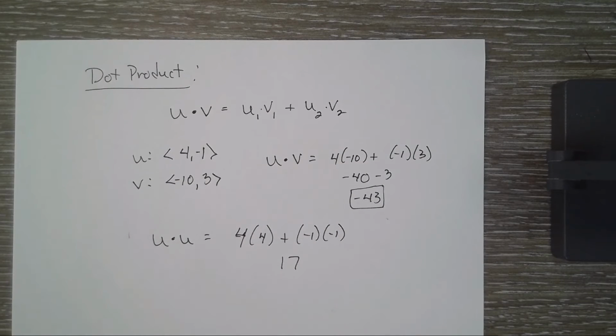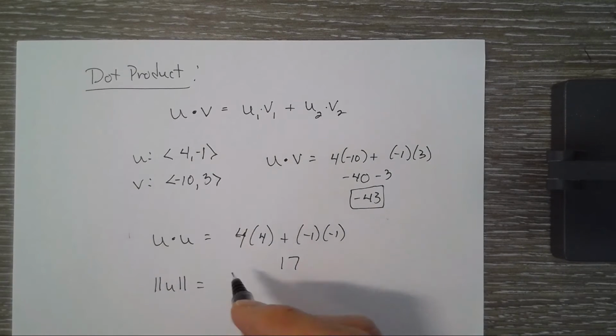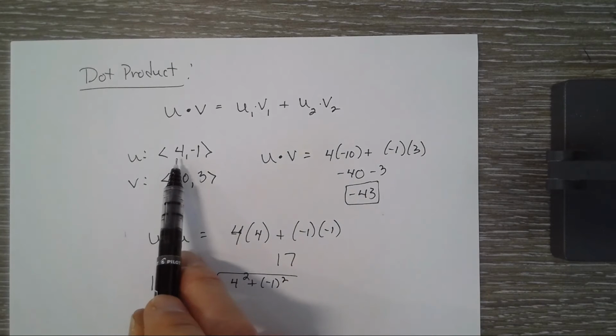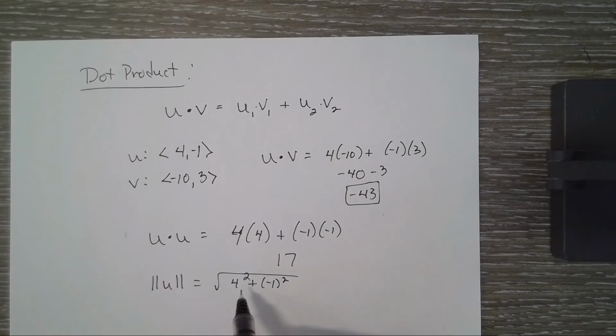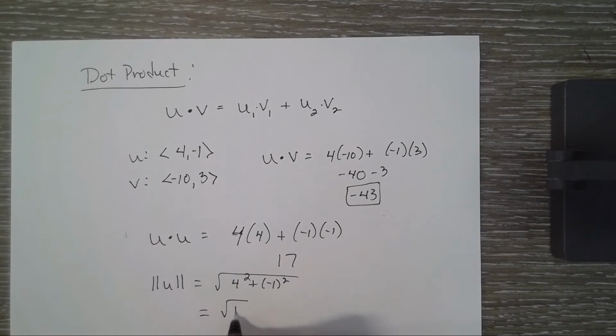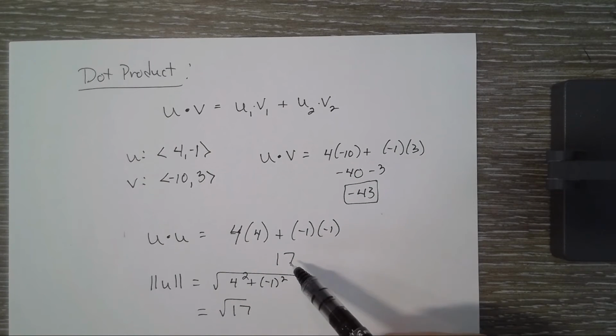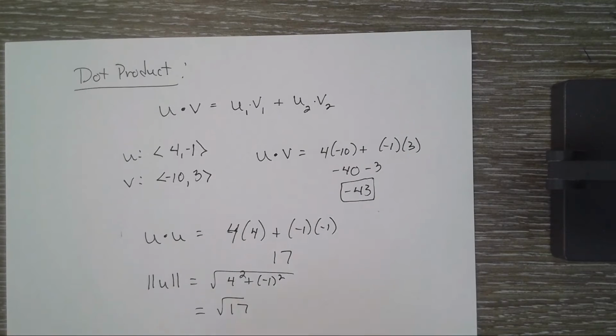And if you wanted to find the magnitude of u, the magnitude is the square root of 4 squared plus negative 1 squared, Pythagorean theorem style. So 16 plus 1 is 17, so it's the square root of 17. So u dot u and the magnitude are related in that u dot u is actually the square of the magnitude of u.